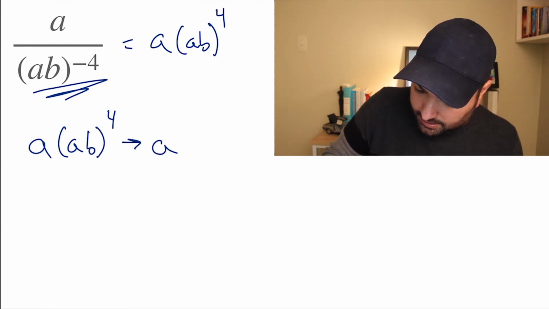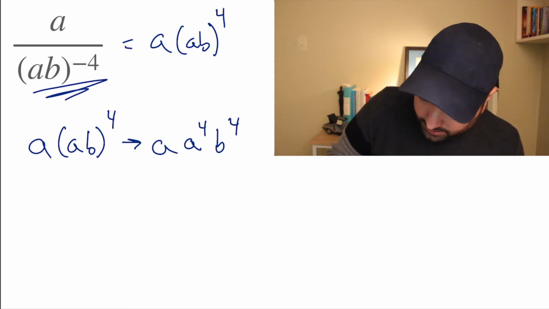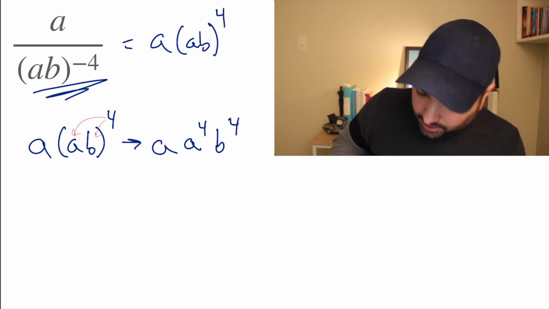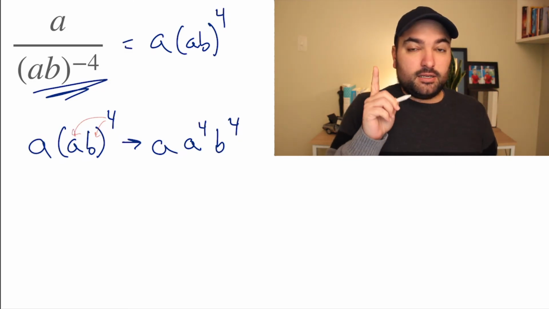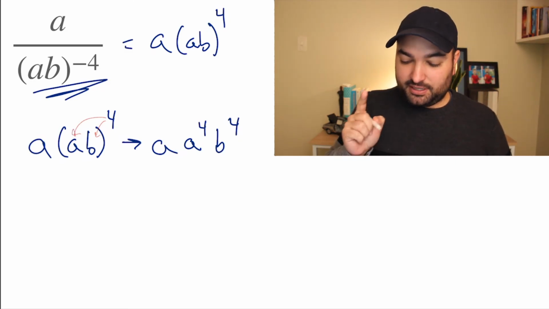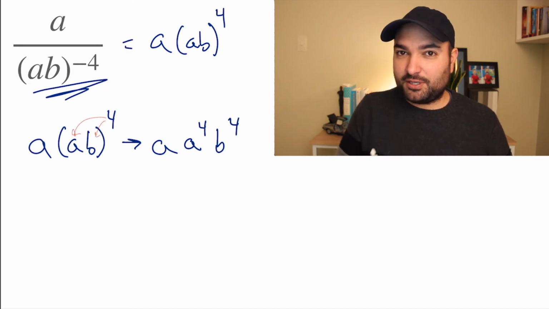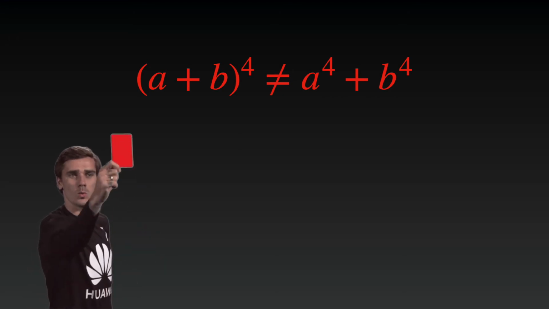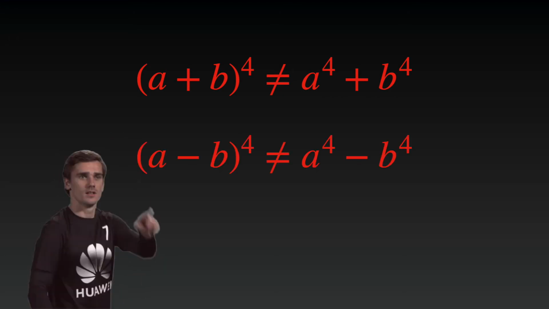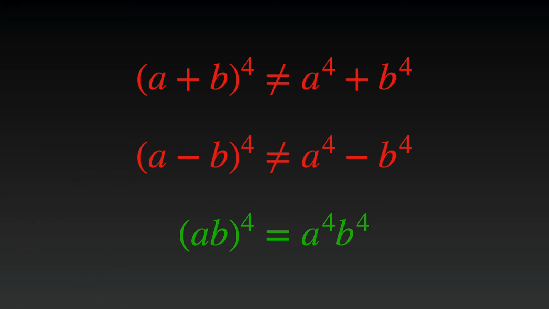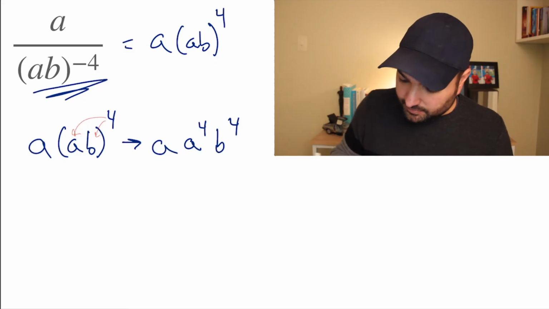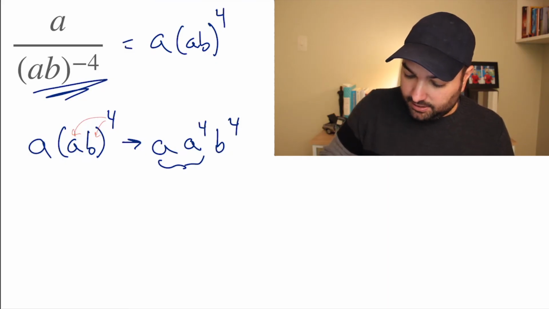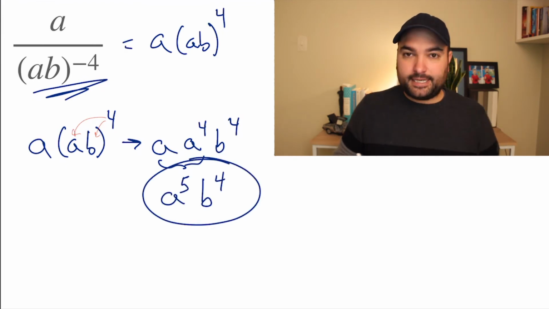It'll be a times a to the power of 4 times b to the power of 4. This 4 is going to get distributed down to each term inside the bracket. Very important that you remember that this only works because there's not a plus or a minus in there. Otherwise, that wouldn't work. Now we can simplify these a's here. We have a to the power of 5, b to the power of 4, and that's the answer.